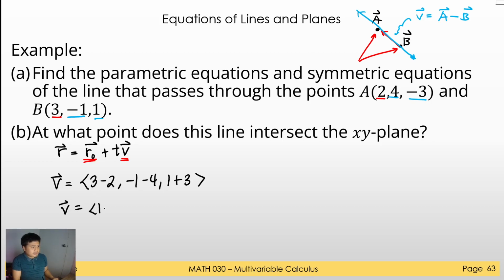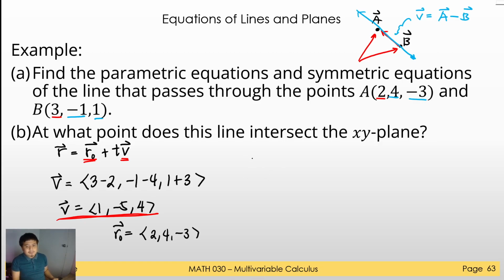So 3 minus 2 is 1. -1 minus 4 is -5. And then we have 1 plus 3, which is 4. So this will be your vector. And now we can say that r sub 0 is equal to this. You can also make the other one your reference point, but I will just choose the first one again. So the reference point is (2, 4, -3), which is also your vector.